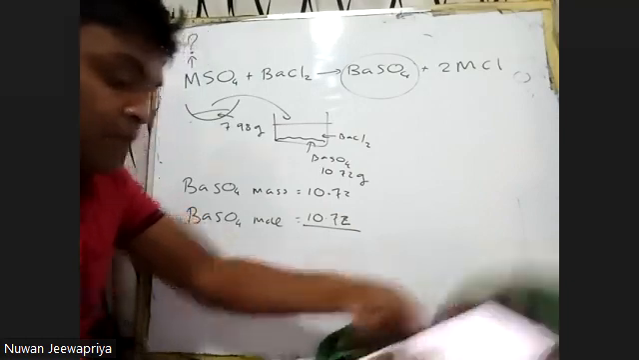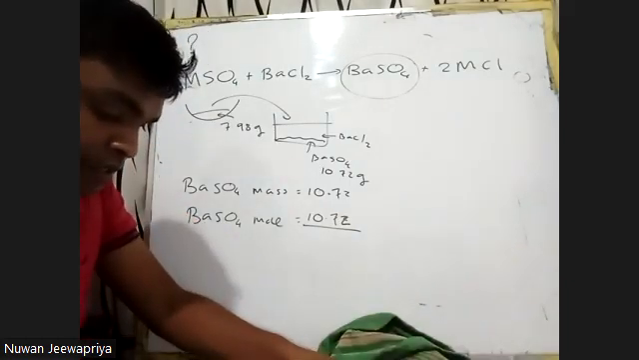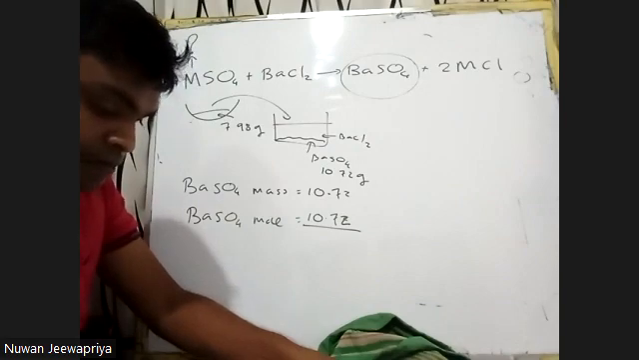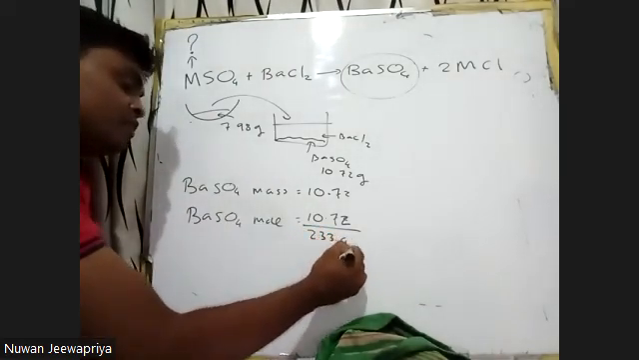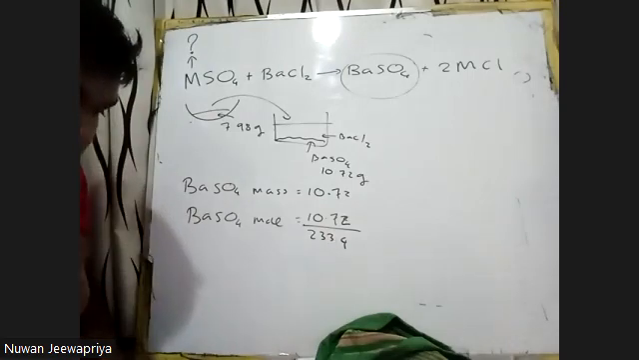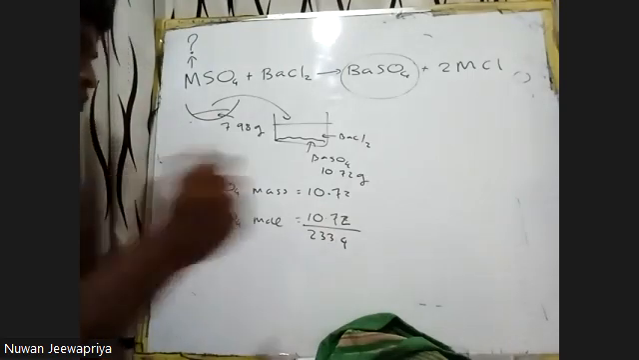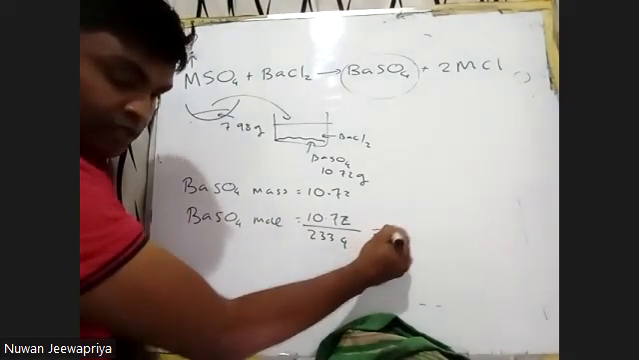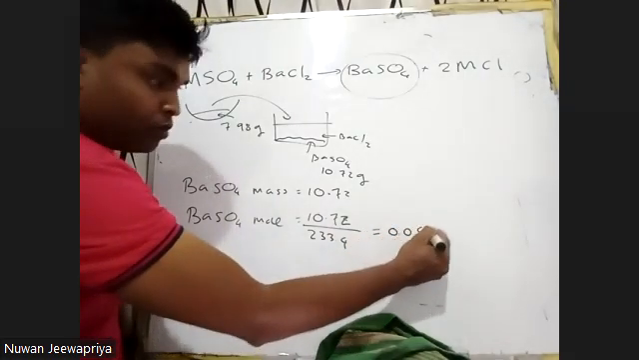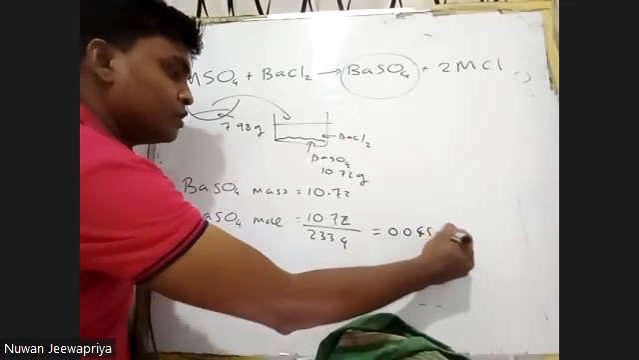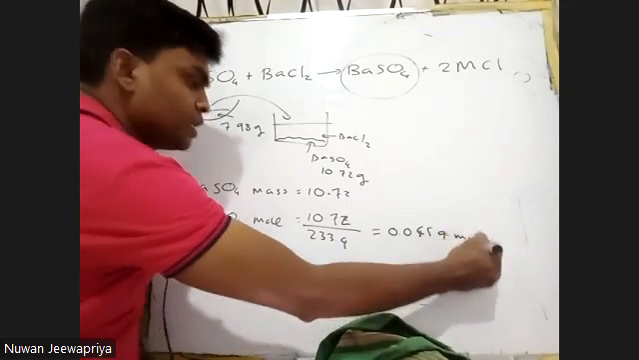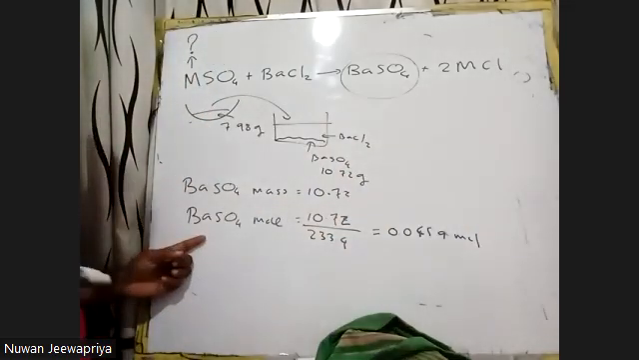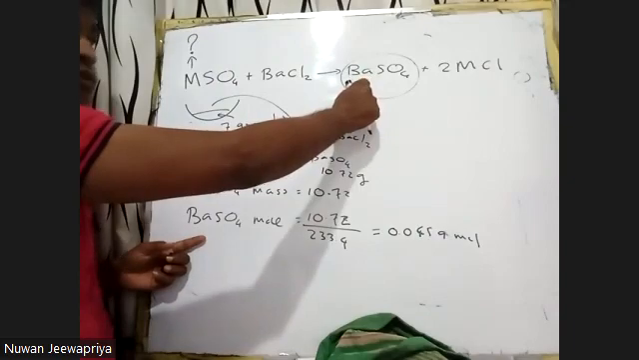How do we get that barium sulfate moles? It is 233.4. That is the molecular mass of barium sulfate. So the number of barium sulfate moles is 0.0459 moles. So I know the barium sulfate moles.